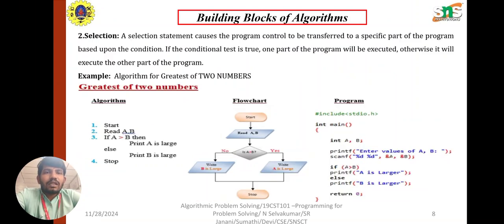Next, selection. Selection means a true or false condition. If true, it does some action, and if false, it does another. We have to find the greatest of 2 numbers. Here also we have 2 integers, A and B. We have to find out whether A is greater than B or B is greater than A. First we start the program and read the 2 integers A and B. If A is greater than B, then print A is large. Else, if A is not greater than B, print B is large. Then we stop the program.